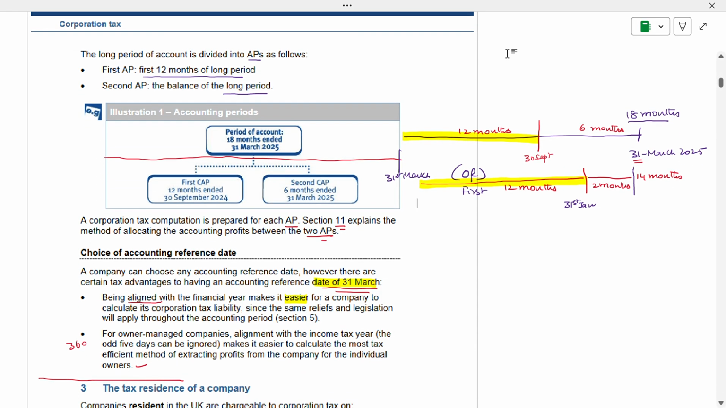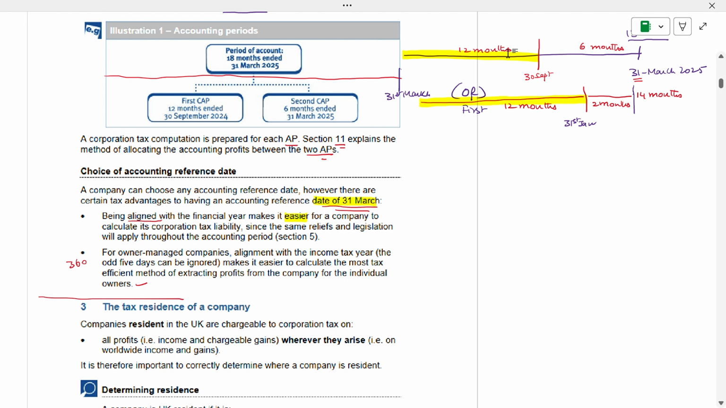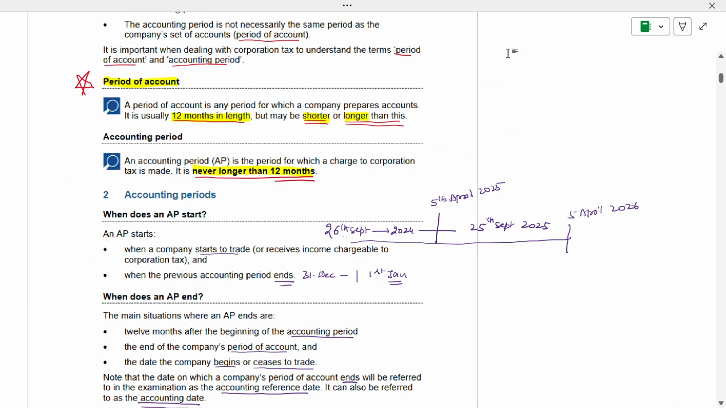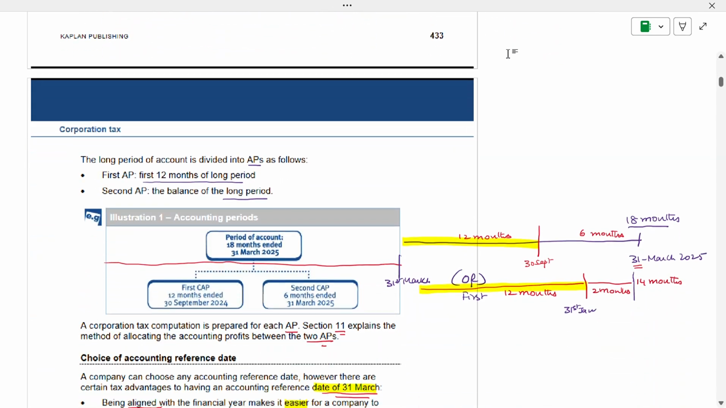Are you clear about this? Yes, sir. Okay. Anything else? No, sir. Fine. Okay. Are you clear about this thing? This is the second part.